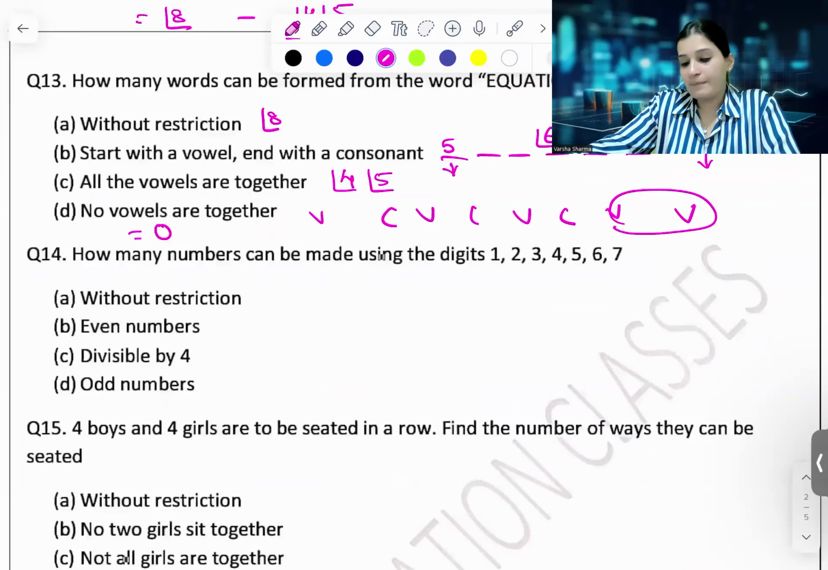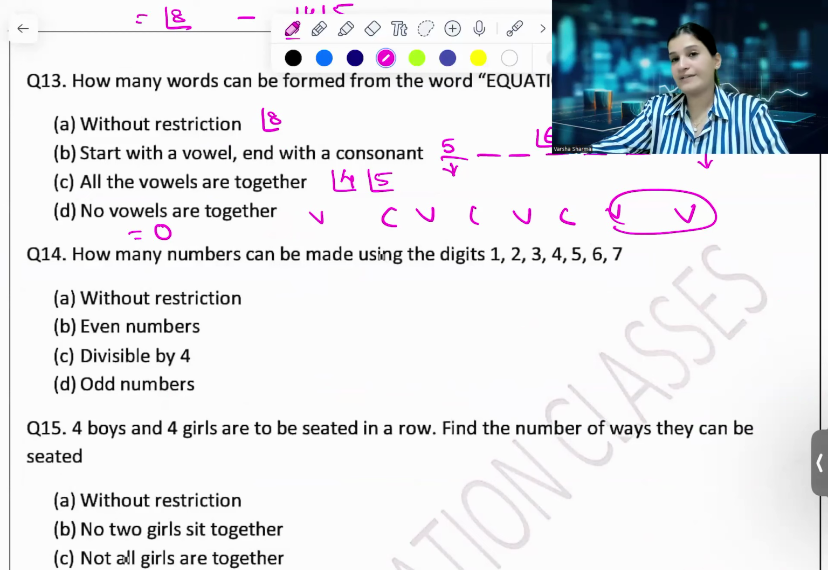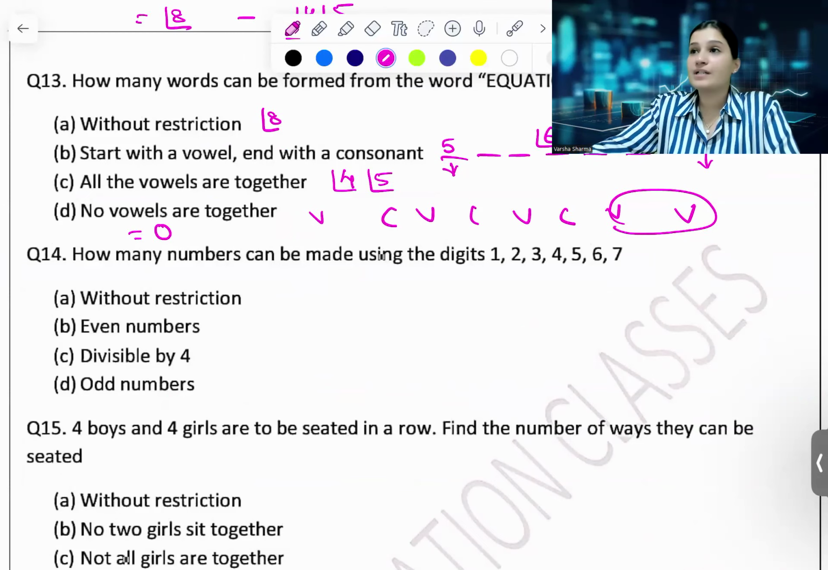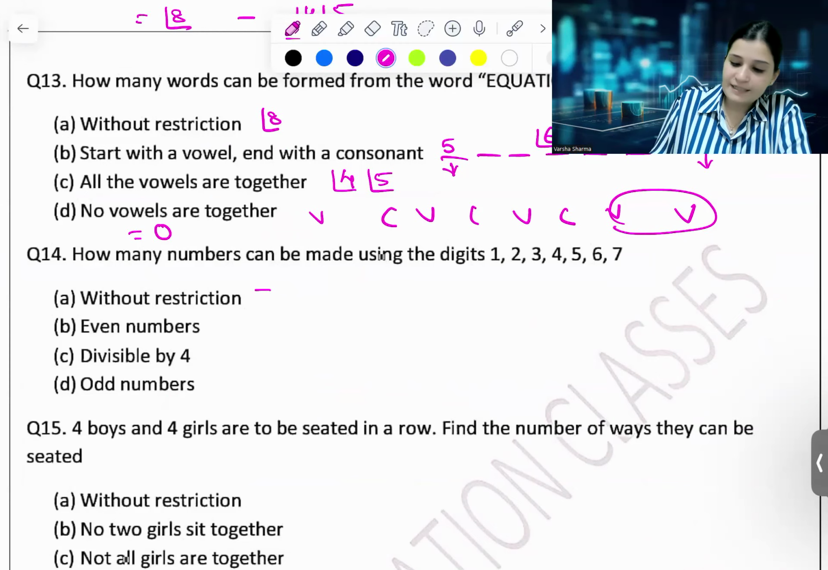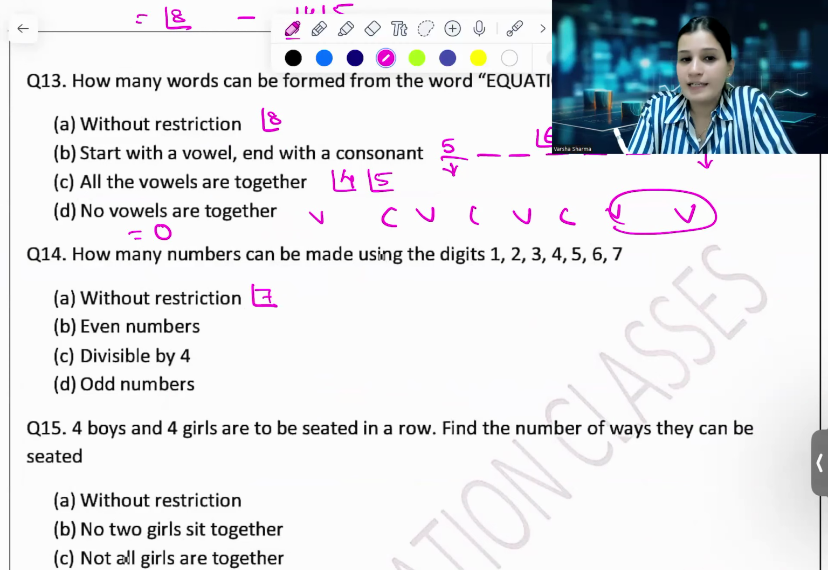14. How many numbers can be made using the digits 1, 2, 3, 4, 5, 6, 7? How many numbers? 7 digits, so 7 digit number. So that makes it 7 factorial.